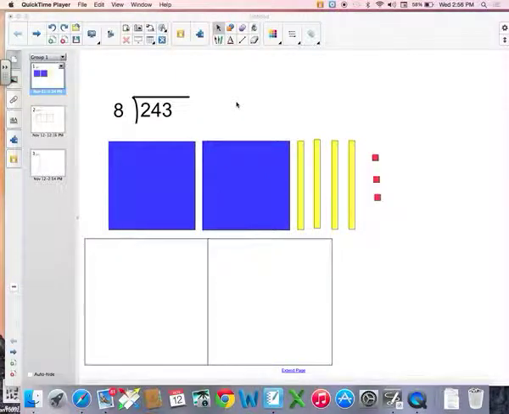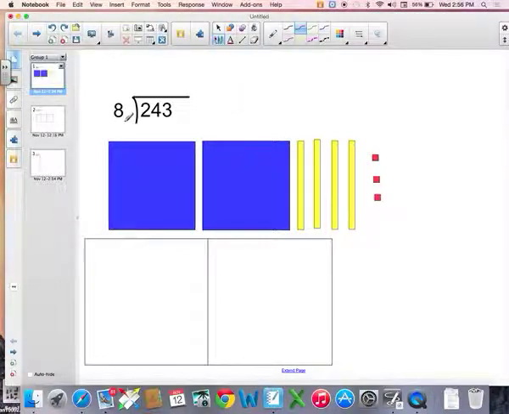Okay, today we're going to take a look at some different types of long division. The first we can see here is dividing by place value models. We have the number 243 divided by 8. So essentially what we have to do is to make 8 equal groups from everything we see.